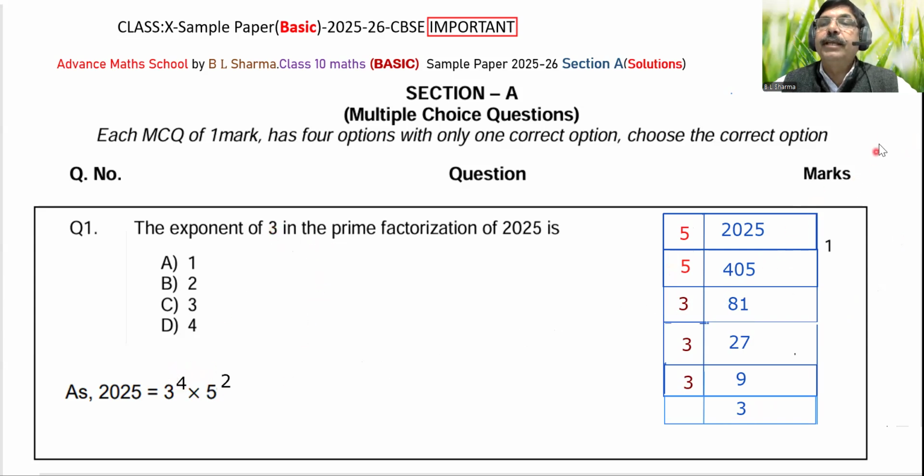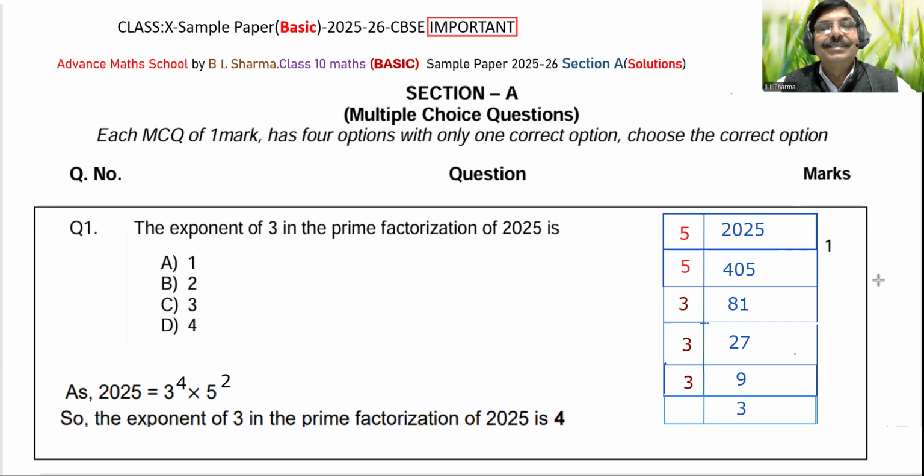What is the exponent of 3? Here you will see the exponent of 3 is 4. So your answer is 4.